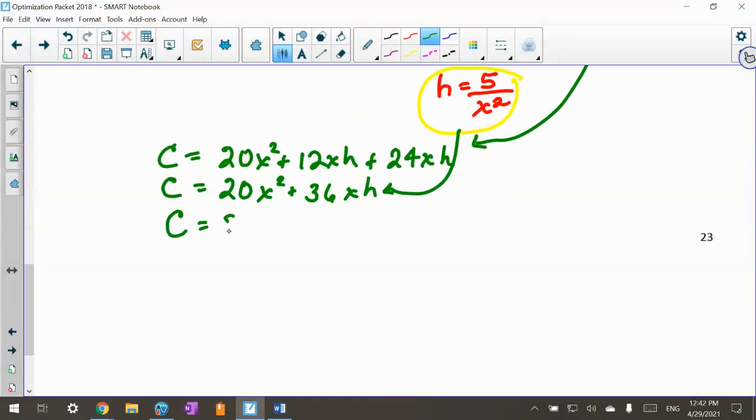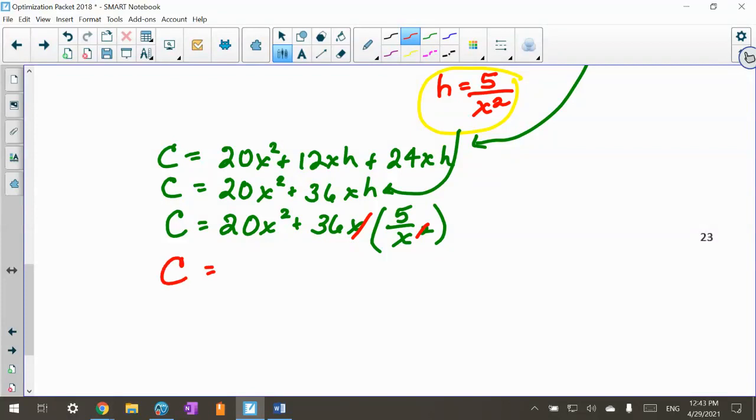So my cost equation is going to be 20x squared plus 36x times 5 over x squared. One of these x's is going to cancel out here. So my cost equation is going to be 20x squared plus 180 over x, but I'm going to bring it up as x to the negative 1 because that's what we're going to take the derivative of. So here is my cost equation.